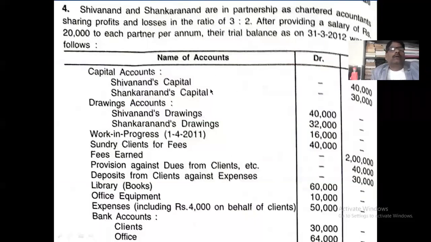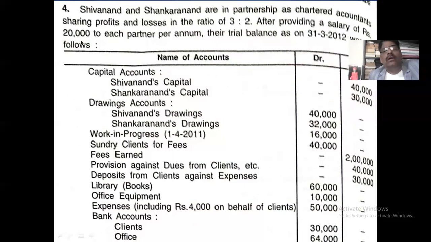In this question number 4, Shivanand and Shankaranand are the partners. Here are two partners, one is Shivanand, another is Shankaranand, chartered accountants. They share the profits and losses in the ratio of 3:2. Profit sharing ratio is 3:2. After providing salary of 20,000, each partner's salary is 20,000.